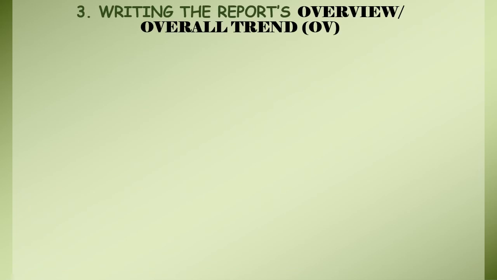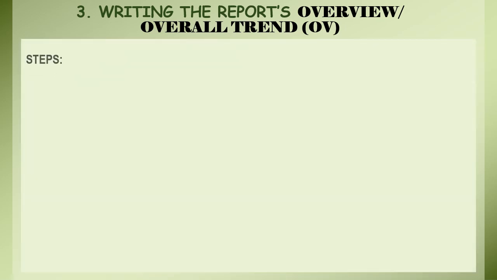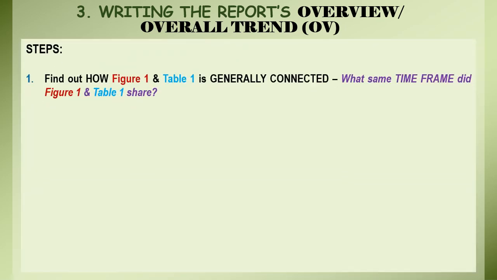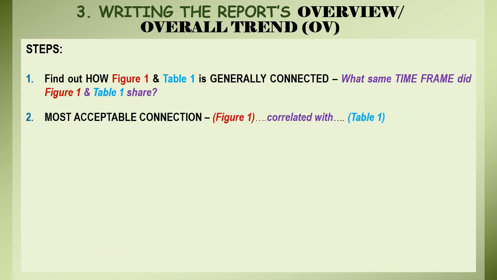The third step is to write the report's overview or overall trend, or we usually call it OV. Here are the steps. 1. Find out how Figure 1 and Table 1 are generally connected. What same time frame did Figure 1 and Table 1 share? Then, find the most acceptable connection between Figure 1 and Table 1.